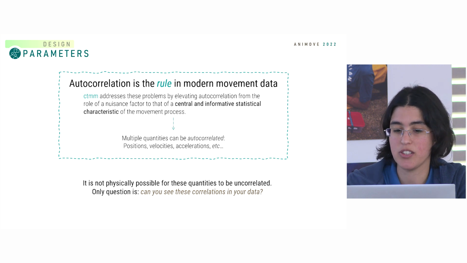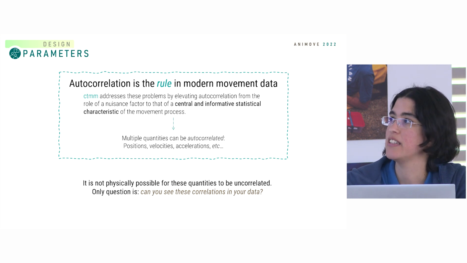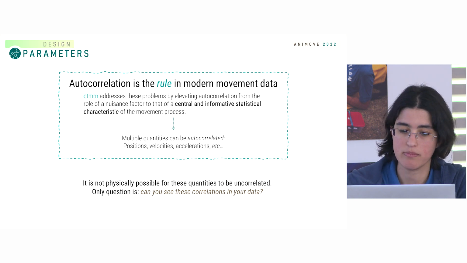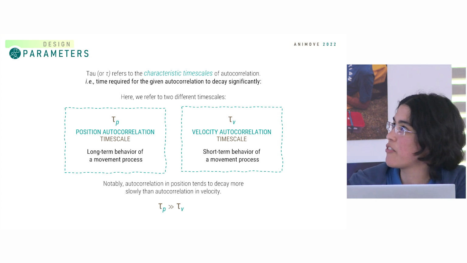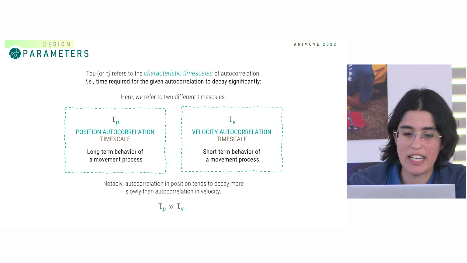So can we see these autocorrelations in the data? Because this is what is going to allow us to maybe get information on whether my data set, or my potential tracking regime, is enough to answer my questions. I've already gone over this, it's just so you can keep it in your mind again.